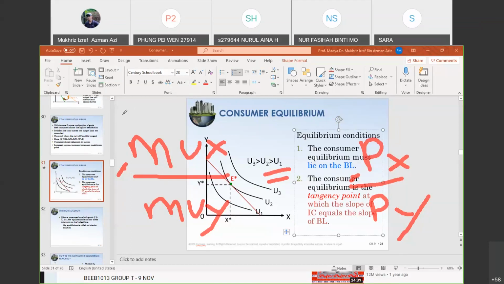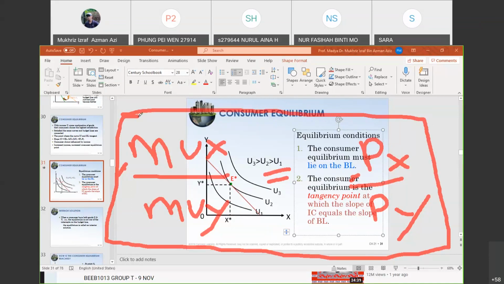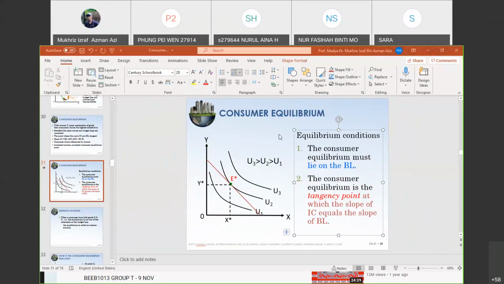So the consumer is at equilibrium when this condition is fulfilled: MUX over MUY, which is the MRS, or the slope of the indifference curve, is equal to the slope of the budget line. So MRS is equal to PX over PY. Equilibrium occurs when the budget line is tangent to the indifference curve. Tangent means it only touches one point. It does not cross. Crossing does not mean tangent, and it does not mean equilibrium.